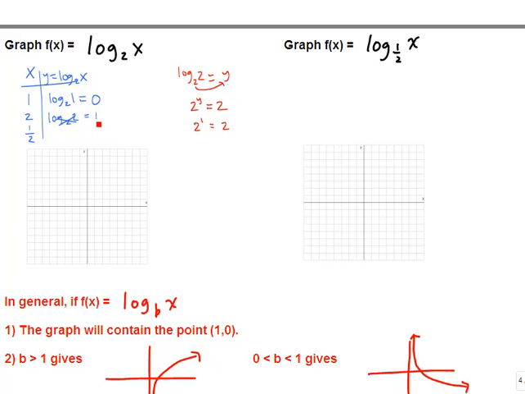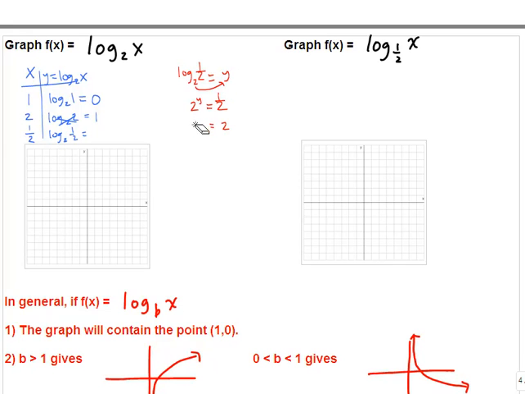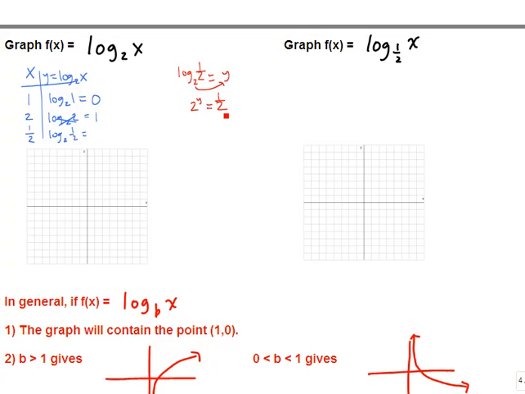Okay, let's try one more here. If I do log base 2 of a half, so if I change this to a half right here, we need 2 to the y to equal a half. What exponent takes 2 and turns it into a 1/2? Well, you need a negative exponent in order to flip it over. So 2 to the negative 1 equals a half, so this equals negative 1.